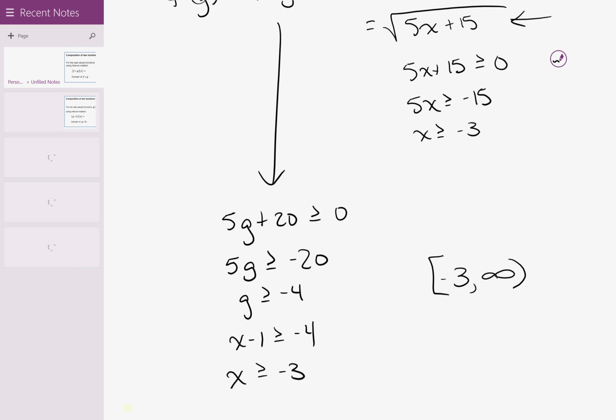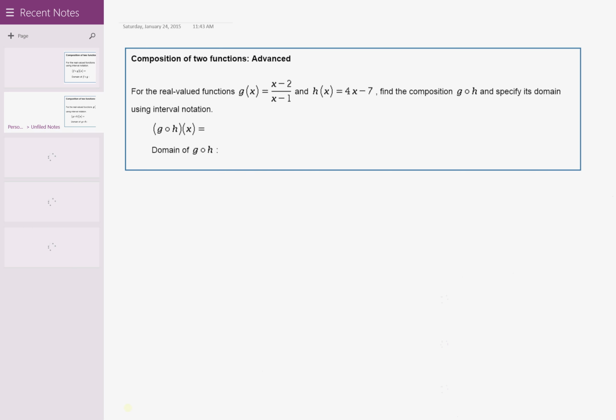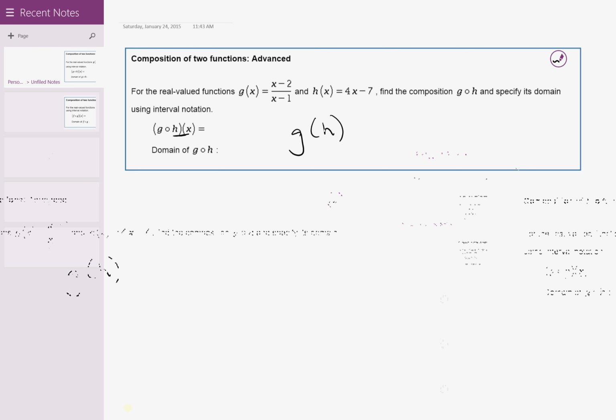I'll do another one of these. Okay. I need the places where h is defined, and I need g of h to be defined.